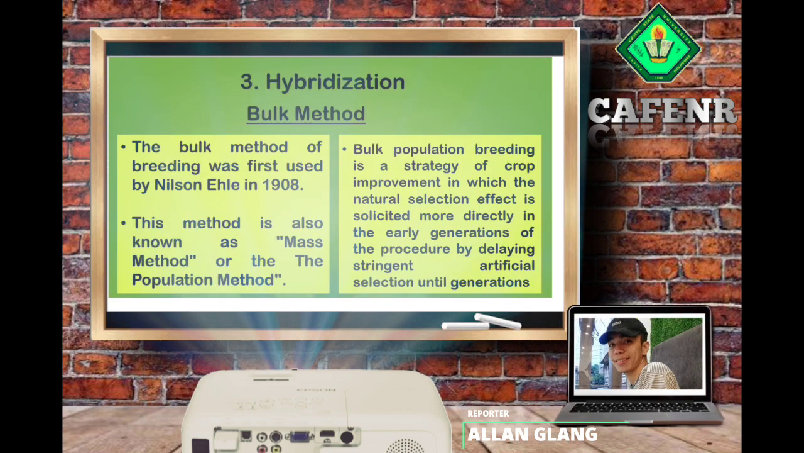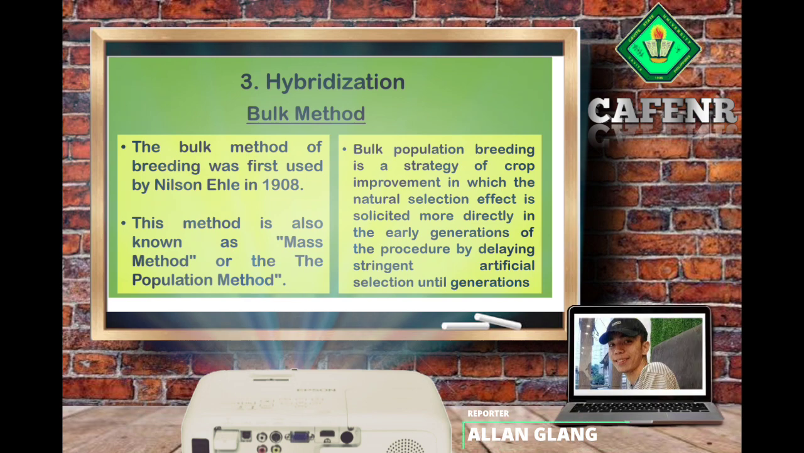Bulk method. The bulk method of breeding was first used by Nielsen in 1908. This method is also known as the mass method or the population method. Bulk population breeding is a strategy of crop improvement in which the natural selection effect is solicited more directly in the early generations of the procedure by delaying stringent artificial selection until later generations.